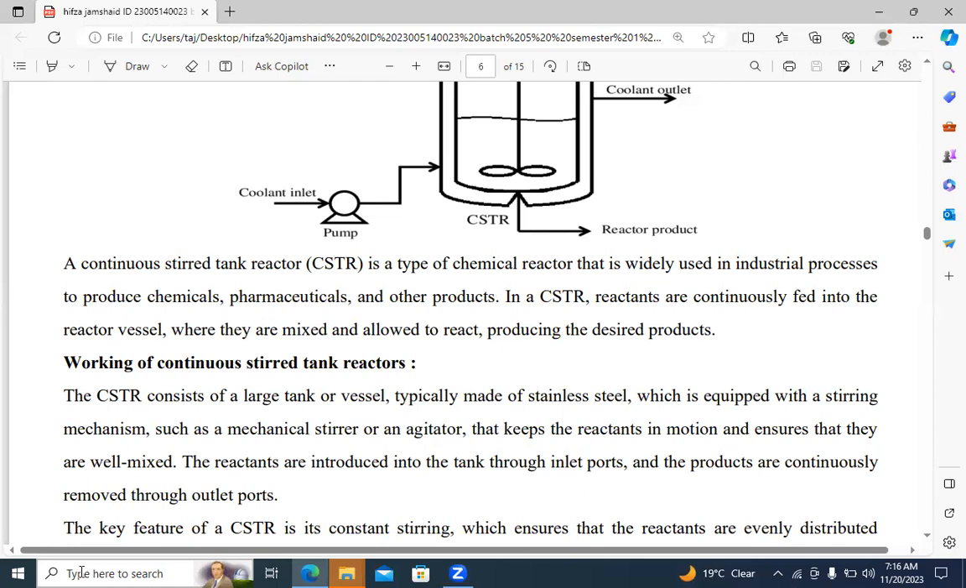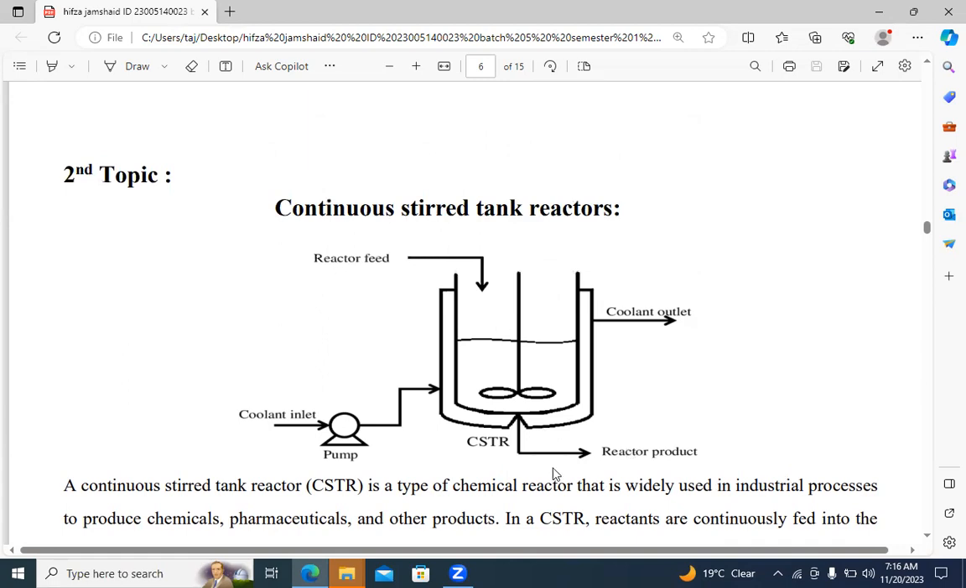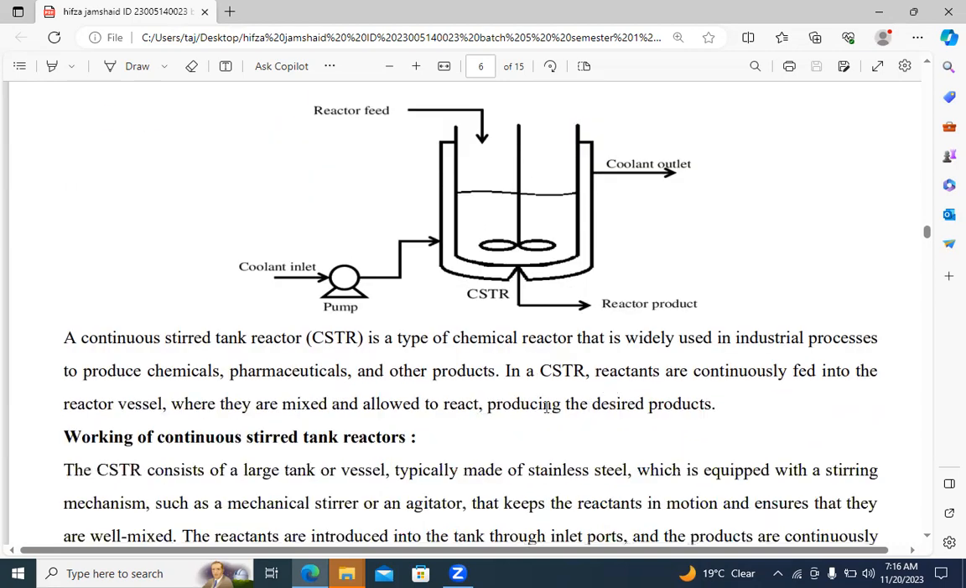and other products also. In a continuous stirred tank reactor, reactants are continuously fed into the reactor vessel. This is the reactor vessel. So we will add reactants continuously from there, and they will mix with the help of the agitator and react with the other reactants and produce the desired product that you can get from the bottom. How will it work?